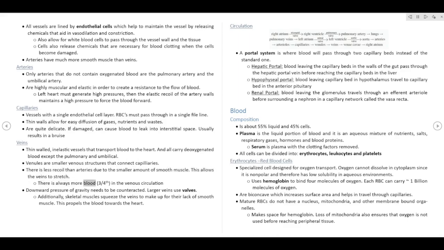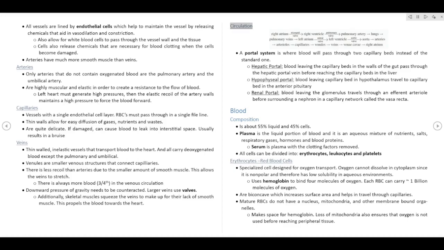There is always more blood, about 3/4, in the venous circulation. The downward pressure of gravity needs to be counteracted. Larger veins use valves. Additionally, skeletal muscles squeeze the veins to make up for their lack of smooth muscle. This propels the blood towards the heart.